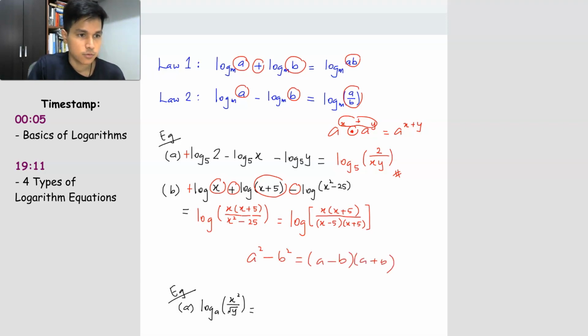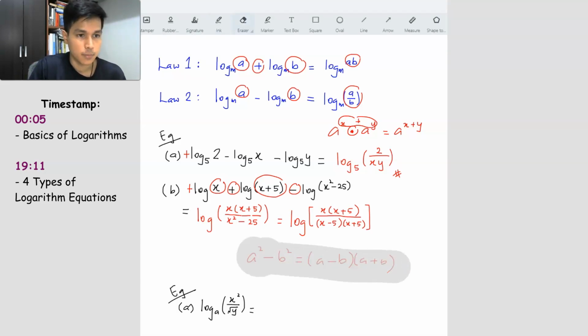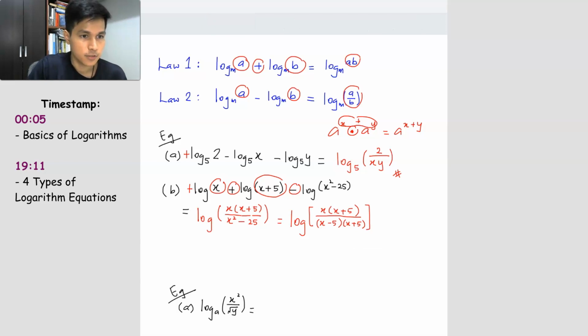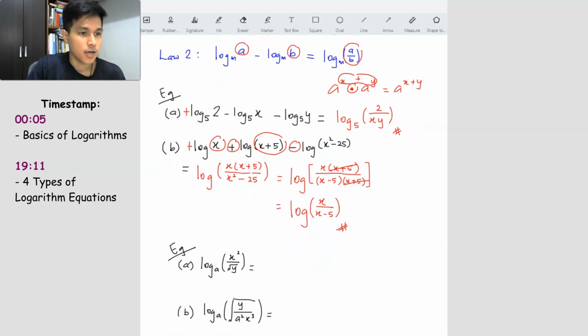So this one is x square minus 25. 25 is 5 square, so I can break it apart. So now when you have this, you can simplify x plus 5 over x plus 5. So you get log x over x minus 5. So this is your answer, right? So let us try some more challenging ones.